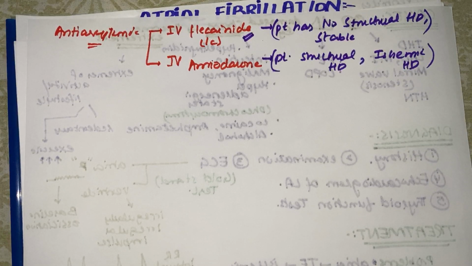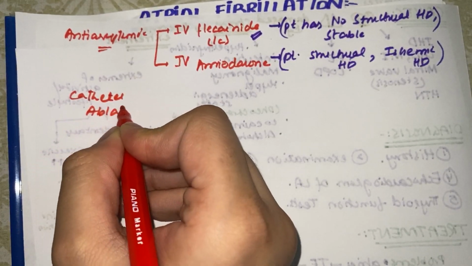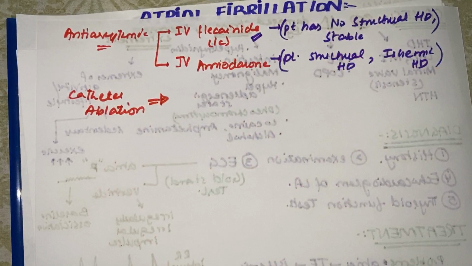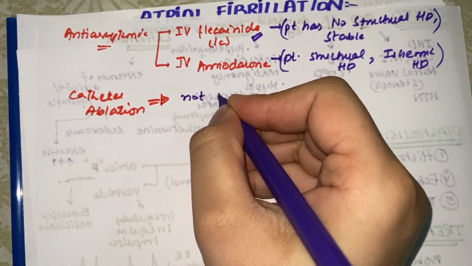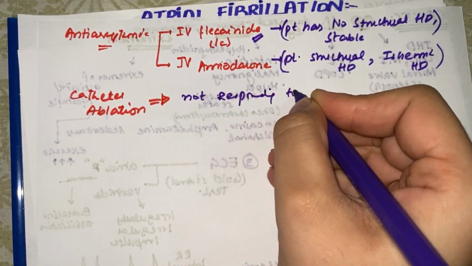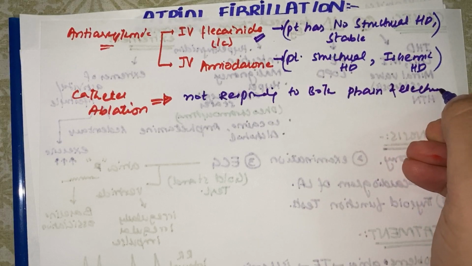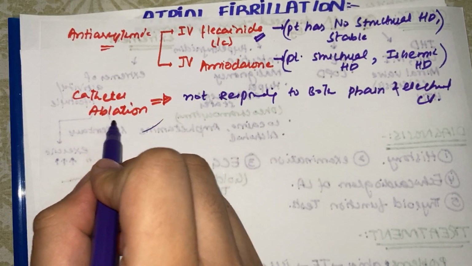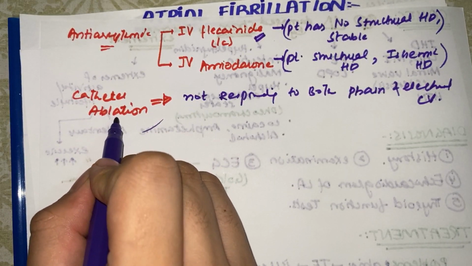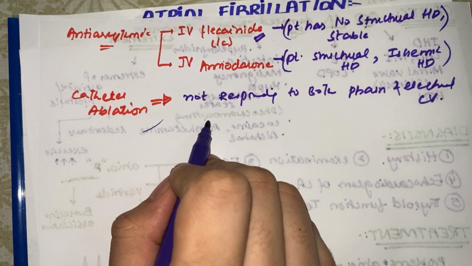Now, a very very important point: if the patient is not responding, our alternative therapy is catheter ablation. It is indicated if the patient is not responding to both the pharmacological as well as electrical cardioversion. In this procedure, we ablate the heart tissue that is causing ectopic firing, and as a result return the rhythm back to normal sinus rhythm.